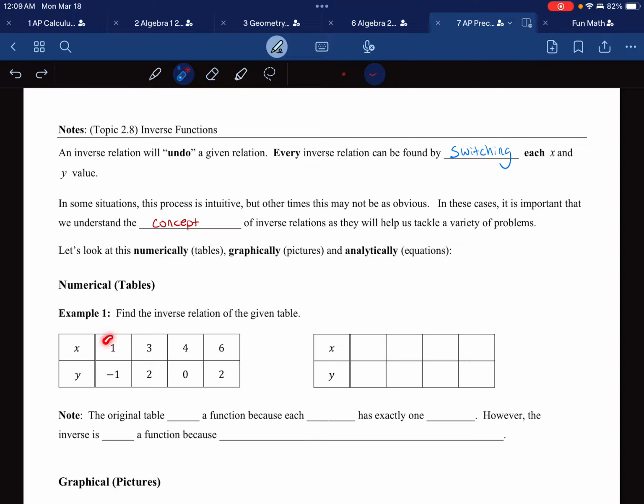Instead of the x value being here, the x value is going to be down here, and I'm going to put the 1 down here. And instead of putting the -1 in the y, we're going to put the -1 in the x, and we're going to put a -1 up here. And we're going to do that all the way through, which means -1, 2, 0, 2 are going to be the x values, and the y values are going to be 1, 3, 4, and 6.